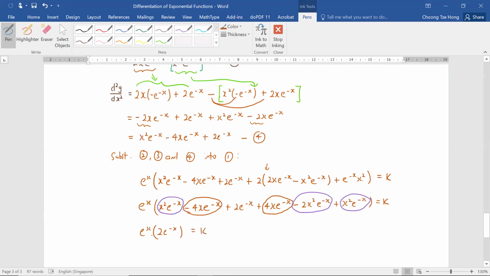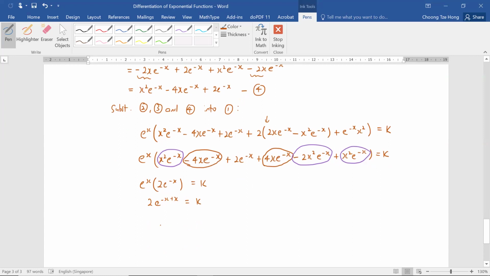Okay, then from here you see you can apply the law of indices, right? Because e to the power of x times e to the power of negative x, you will get e to the power of negative x, then because same base you add the powers, so you plus x. So you end up with 2e to the power of 0, which will give you 1. So that's why k is going to be equal to 2.